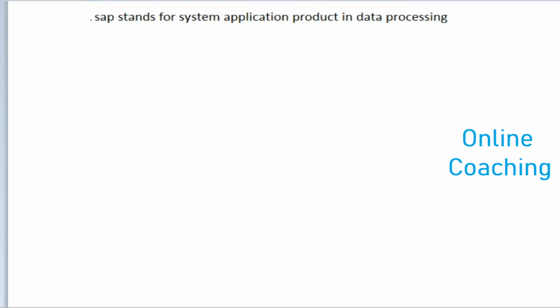Data processing, introduced in the year 1972. Initially it was the R1 tier structure. R1 tier structure. What is tier?